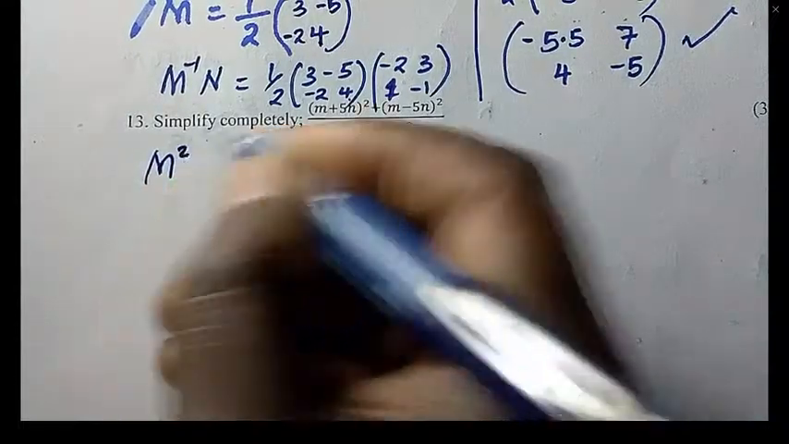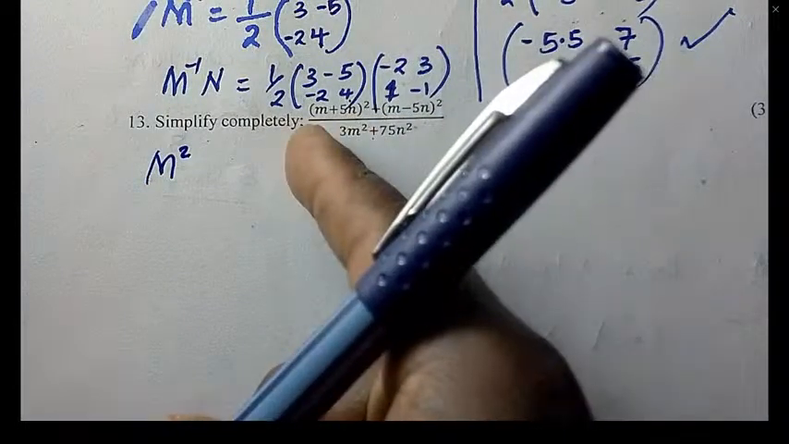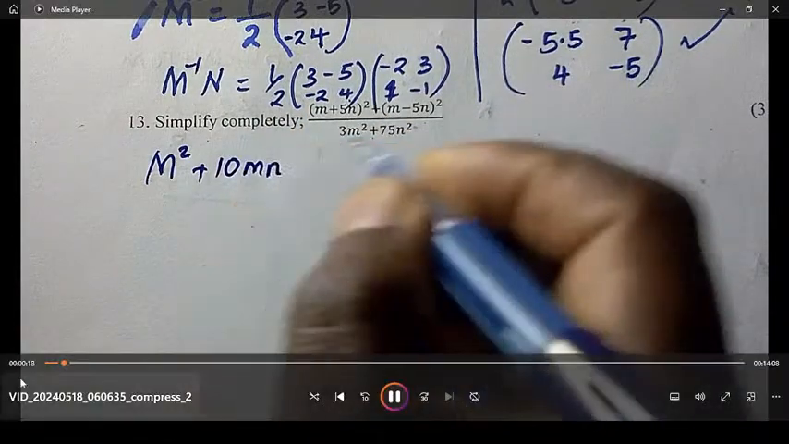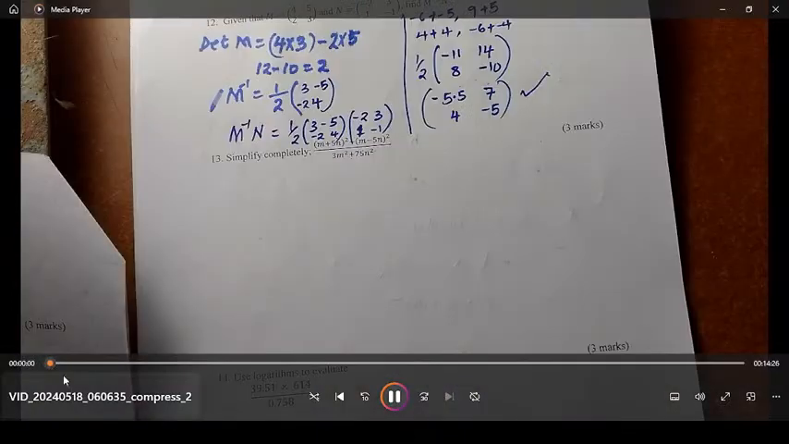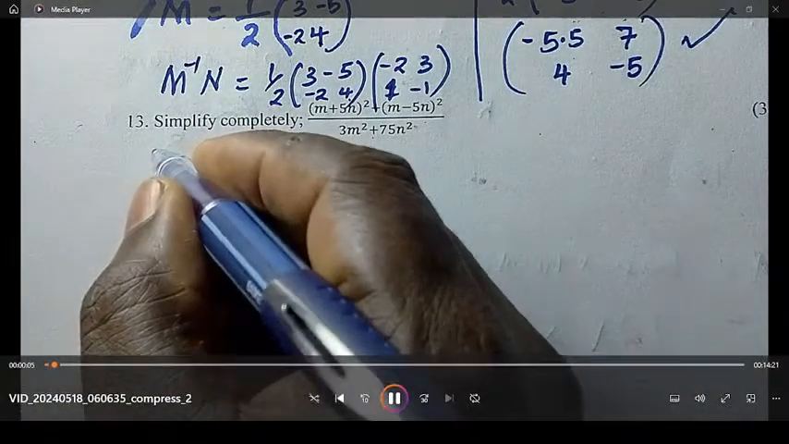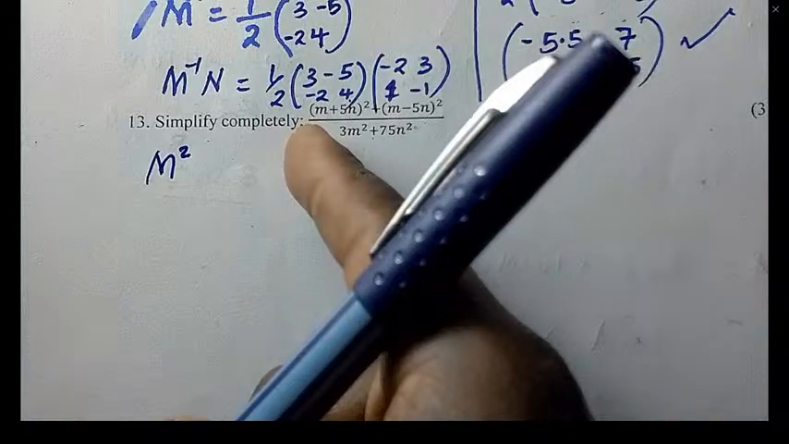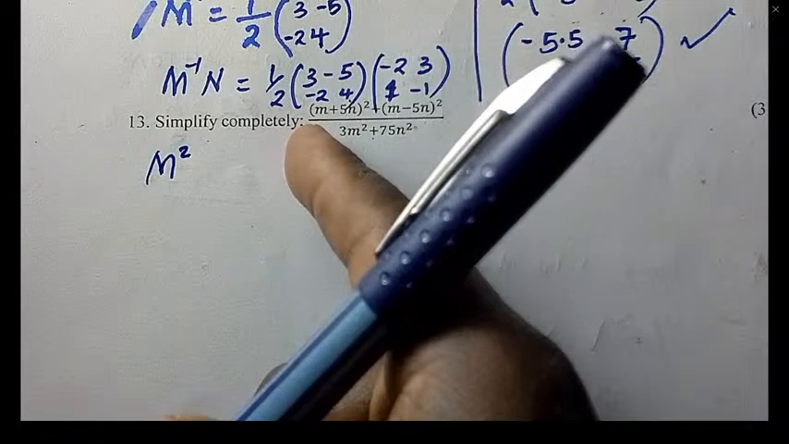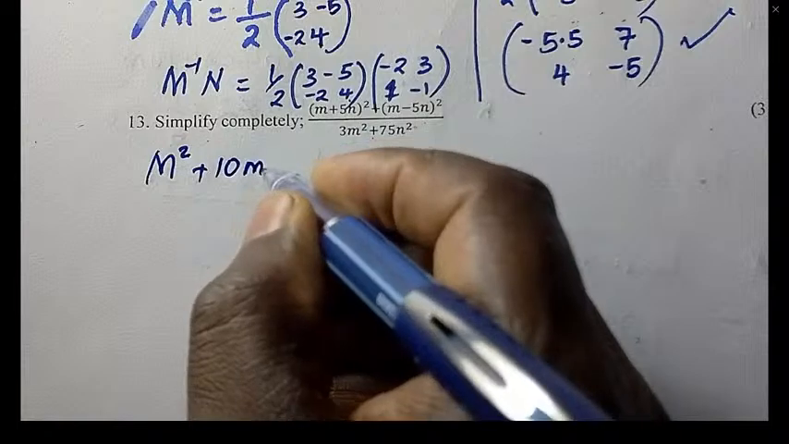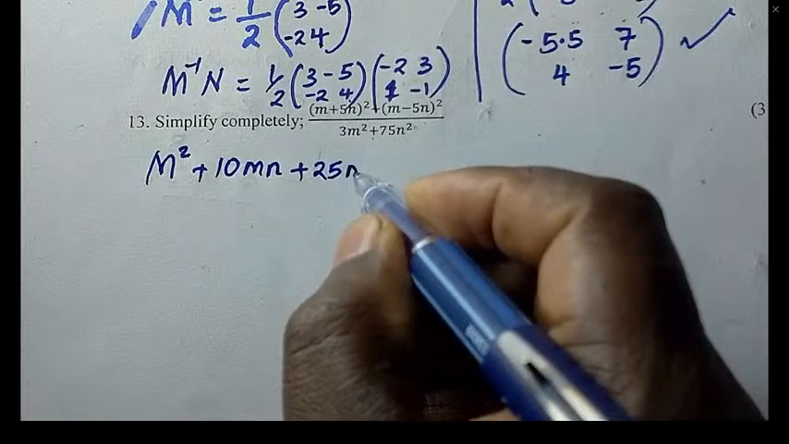be m squared. 5n times 5 times m, that is 5mn times 2, is going to be 10mn, then plus m squared. This one is going to be m squared. 5n times 5 times m, that is 5mn times 2, is going to be 10mn, then plus 25n squared.